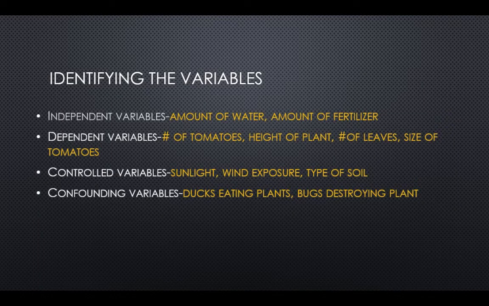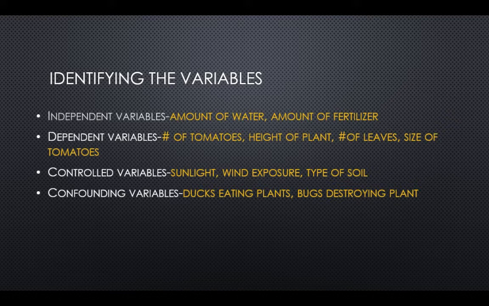To figure out the variables, you have to do a little bit of inferencing. I'm going to manipulate how much water and how much fertilizer the plants get. So these will become my independent variables. I want to measure how many tomatoes the plants produce. So that's going to be my dependent variable. I could even have more than one dependent variable, like the height of the plant, the color of the plant, how many leaves each plant has, and even the size of the tomatoes that it produces.